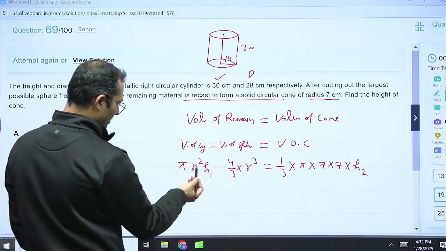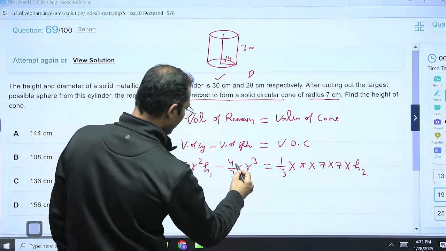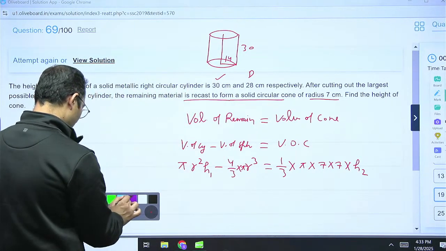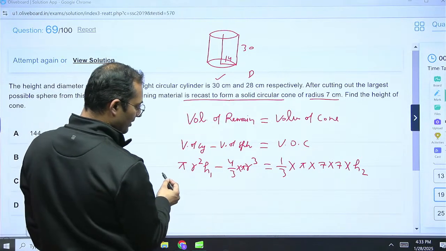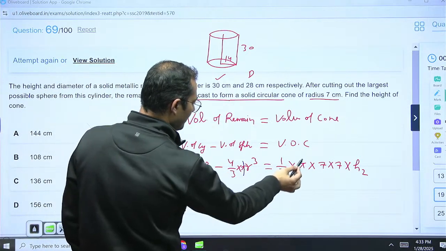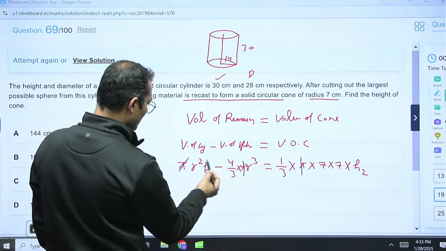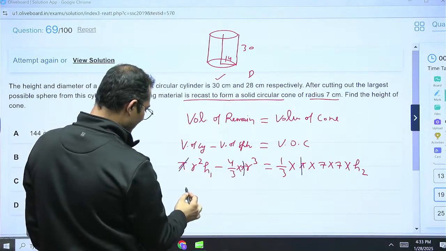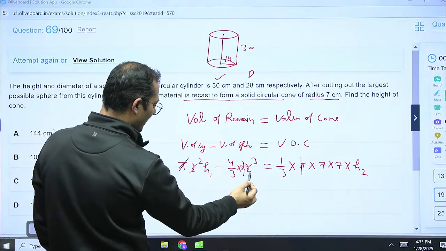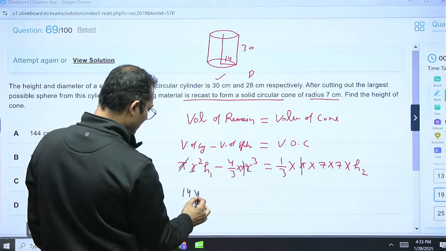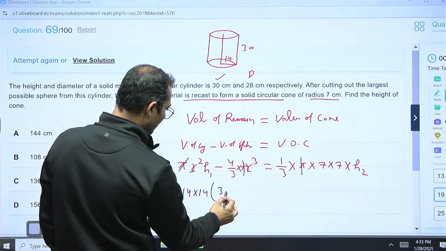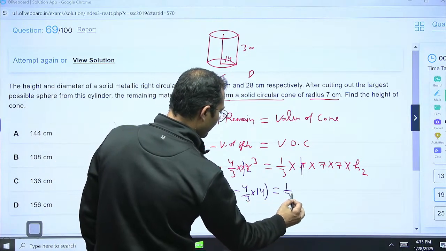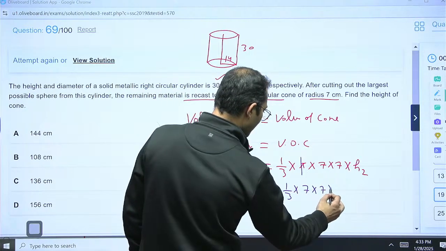So we can say 4 upon 3 pi r cube. Pi is common in all, so pi is cancelled. Here r is the same, 14 in both because it is the maximum sphere, so r square is common. So 14 into 14 bracket h1, which is 30 minus 4 upon 3 into 14, is equal to 1 upon 3 into 7 into 7 into h2.